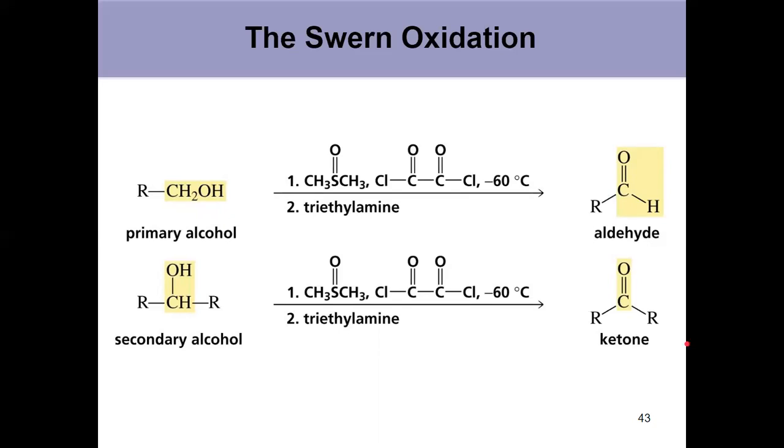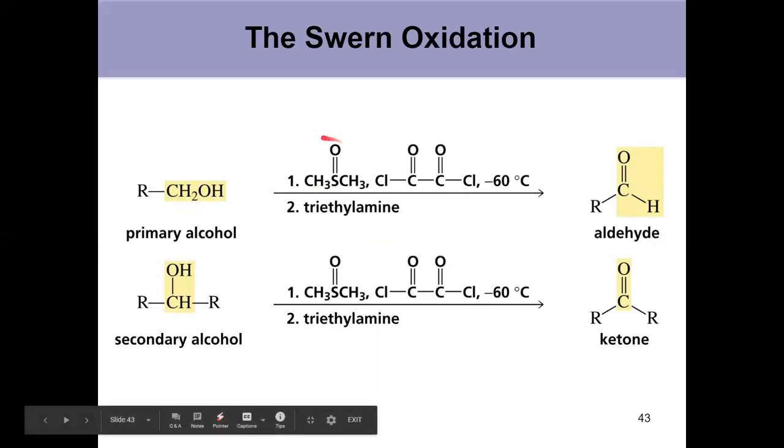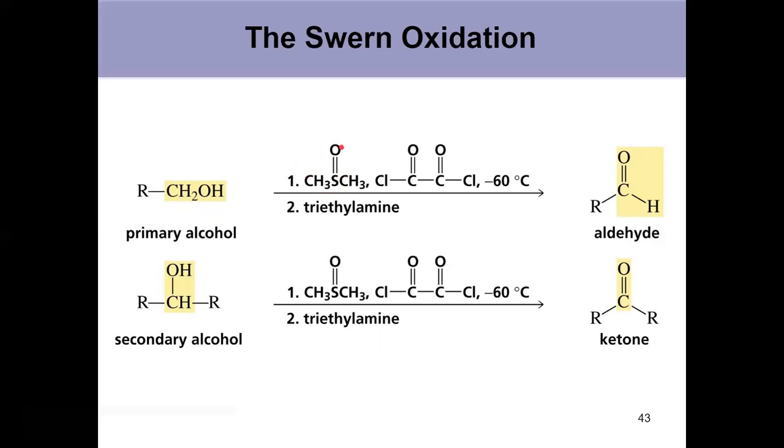So what are we using here? Dimethyl sulfoxide right here. You can write out the whole formula, or you can write DMSO, dimethyl sulfoxide. Oxalyl chloride, C2O2Cl2. And it's got to be run at a cold temperature, -60 here. It's a two-step reaction. That's step one. Step two, you add triethylamine. So what does it look like for this gentle oxidation?